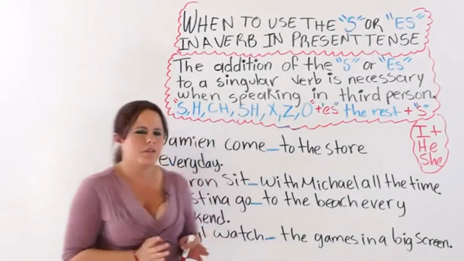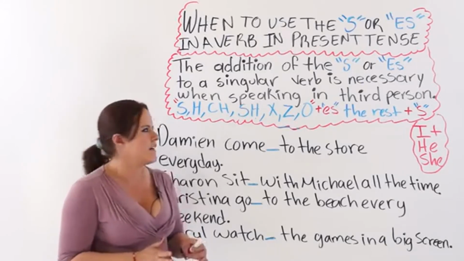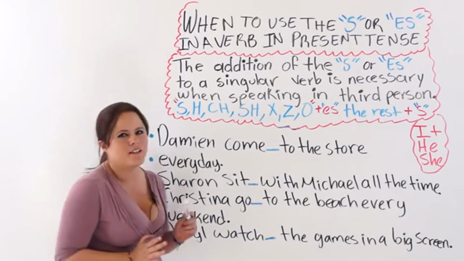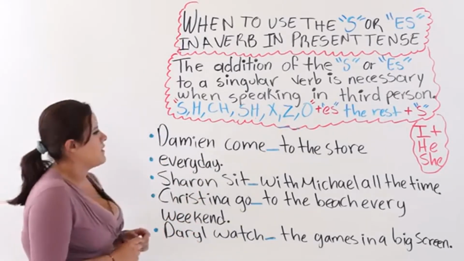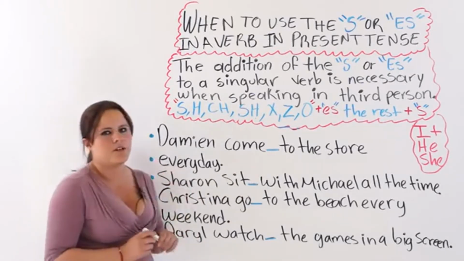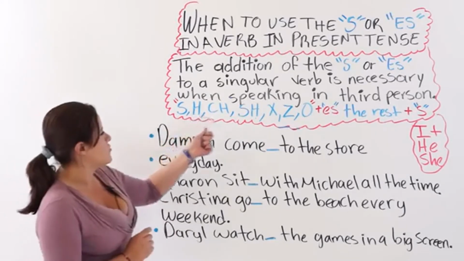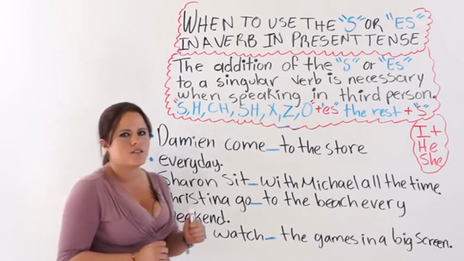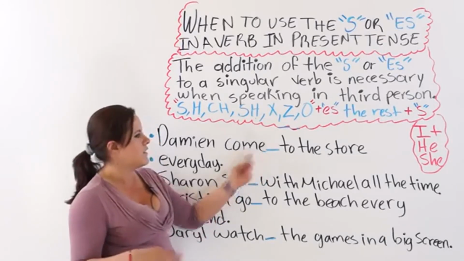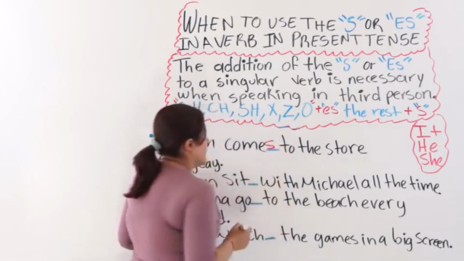Now you are going to help me fill in the blanks with an s or es according to the structure. All right? The first one says, Damien come to the store every day. We know that it is the present tense. So does it end in s, sh, ch, x, z, or o? No, it doesn't. So we will simply add an s.